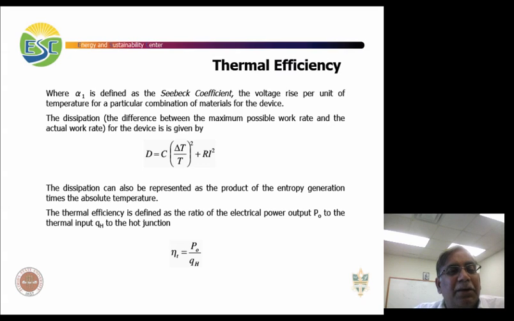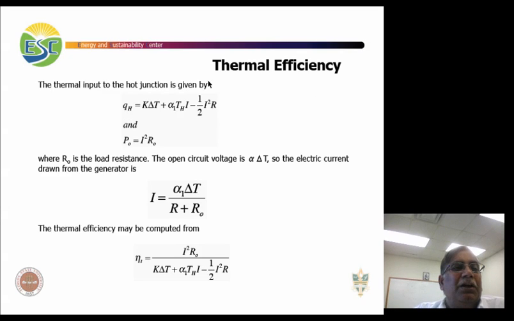This is the dissipation due to the Joule effect, and this is the dissipation due to the entropy generation in this particular case. So the thermal efficiency is given by this quantity P naught, which is nothing but R naught multiplied by I, current squared, and now we need to find out what Q sub H is, that is the heat flux. The thermal input for the hot junction is given by this quantity right here, which is K times delta T. This is a Fourier component, this is the Seebeck effect, and this is the Joule effect right here. And P naught is equal to I squared R.